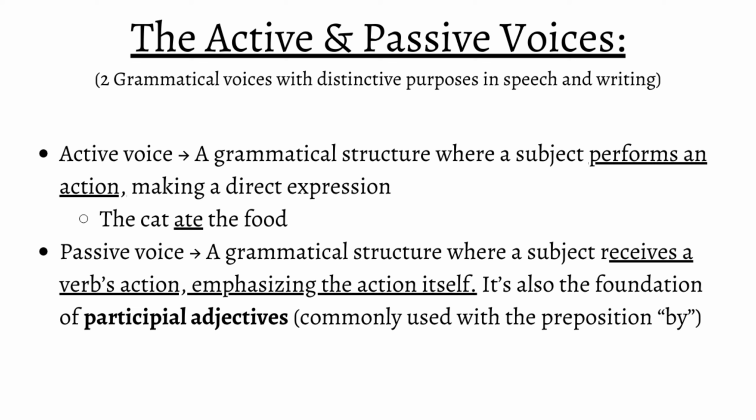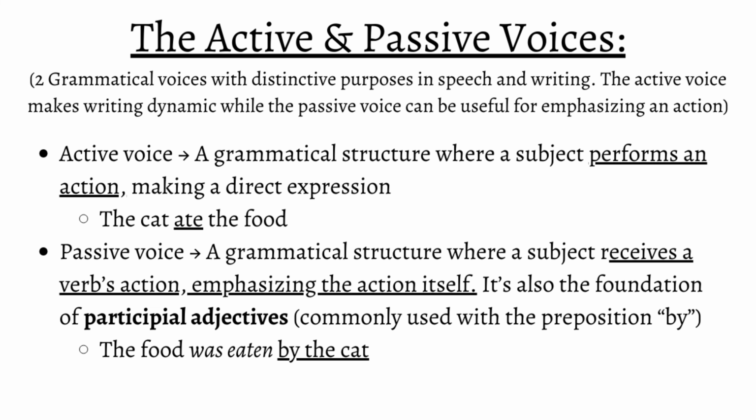An example of that is, the food was eaten by the cat, using the participial adjective eaten and the preposition by. In this case, the passive voice puts the focus on the thing being acted upon rather than the subject acting, so the subject is acted upon instead of doing something. While the active voice typically makes writing engaging and more dynamic, the passive voice can be useful for emphasizing the action, and this is the difference between the two.